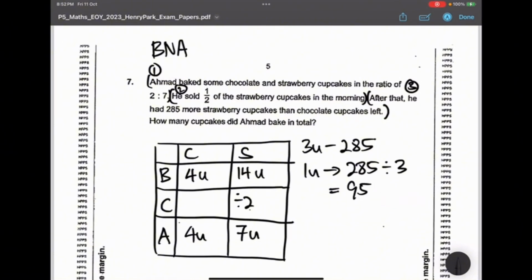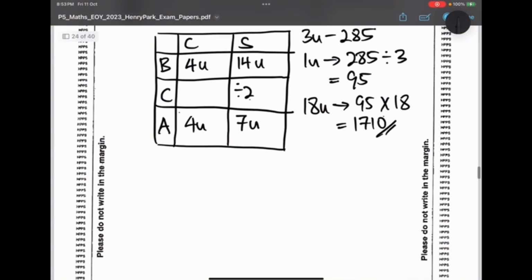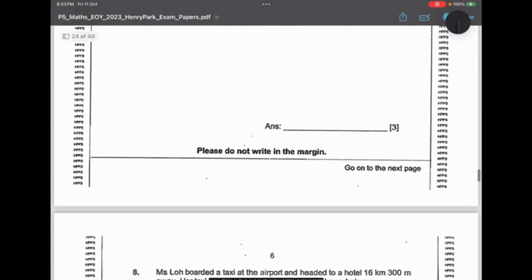Now let's look at the last sentence. Okay, it says, how many cupcakes did Ahmad bake in total? Alright, this is my at first, because the question is asking us how many did Ahmad bake at the start. Alright, looking at my before, I can see that I have a total of 18 units. Alright, so that would simply be 95 multiplied by 18. And that would give me 1,710 cupcakes. And this is your answer for question number 7.